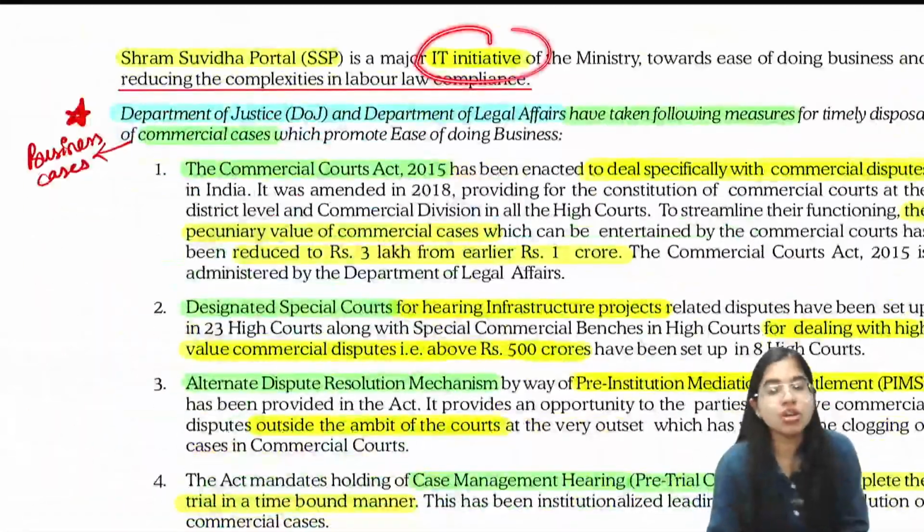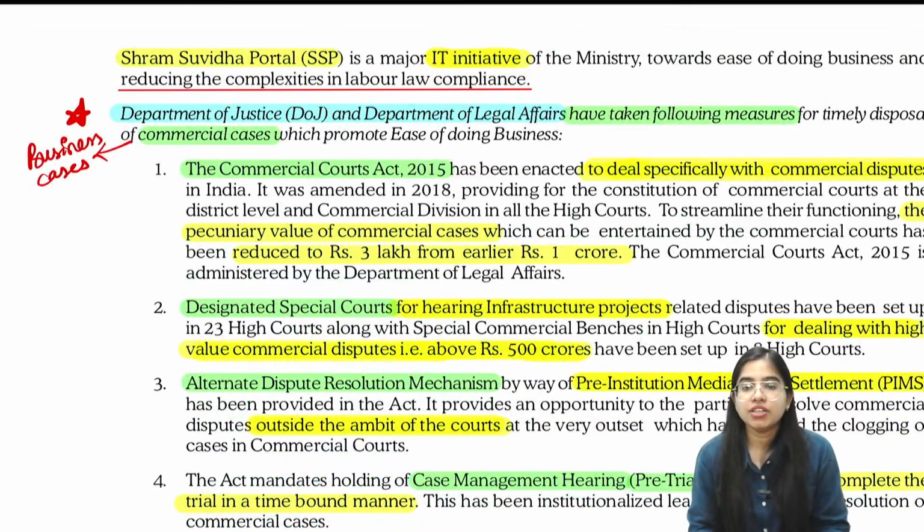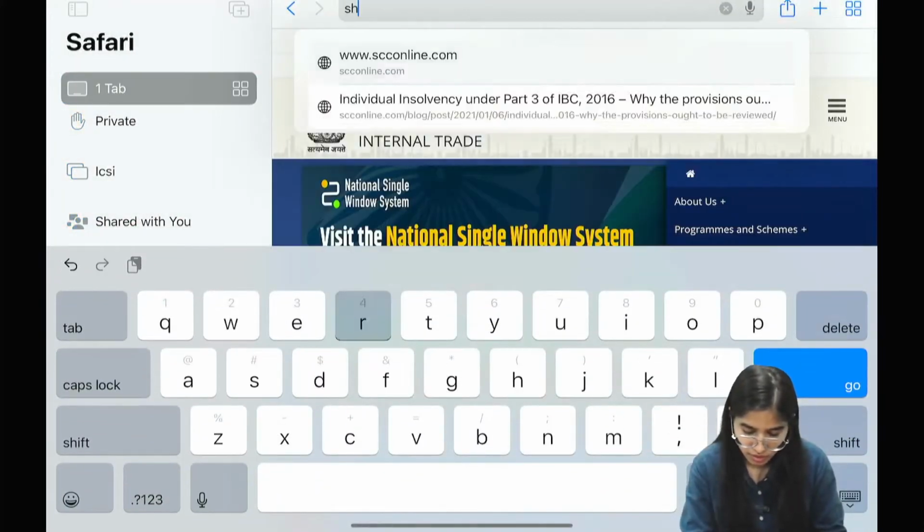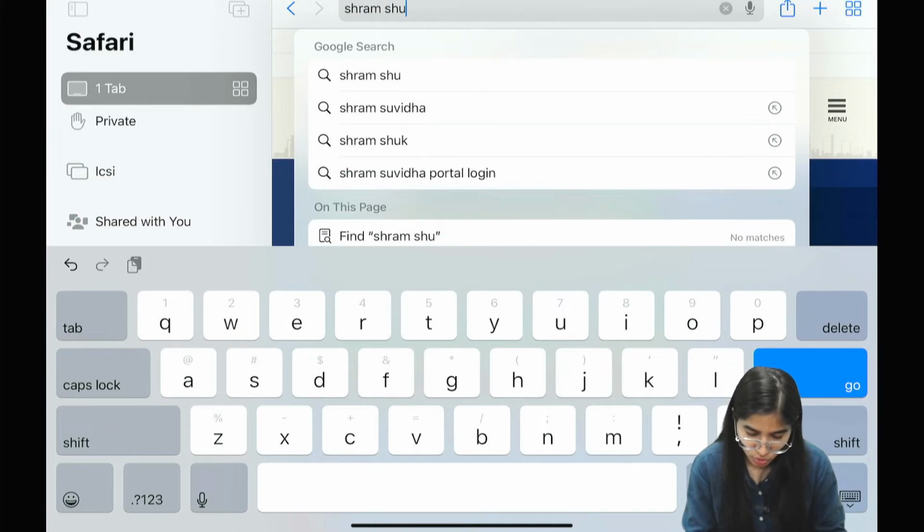It has introduced one IT initiative, related to information technology. It has introduced one single portal for all the laborers and companies, the Shram Suvidha portal. Shram Suvidha portal.